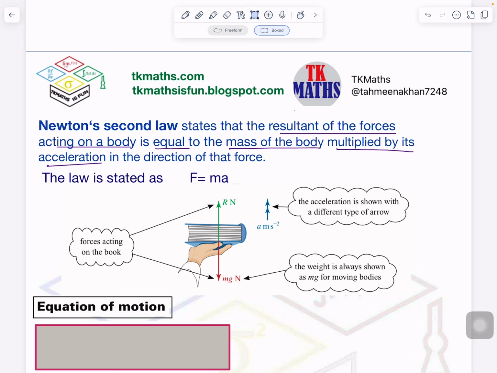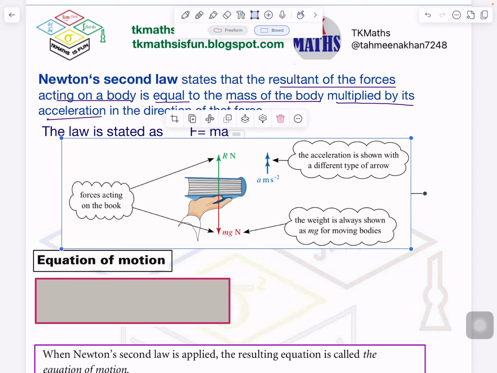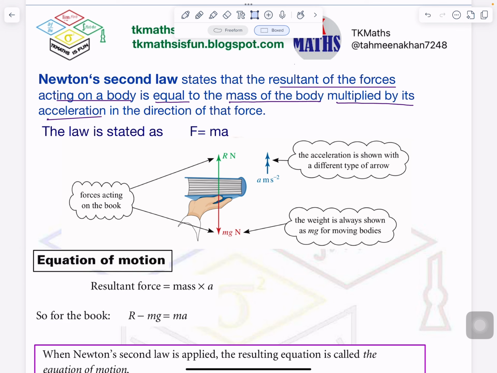So how will this Newton's second law of motion convert into an equation of motion in this situation? If this book is going up, it means this force is more than the weight. Agreed? It is a common practice also. So you will write here R minus mg equals ma.